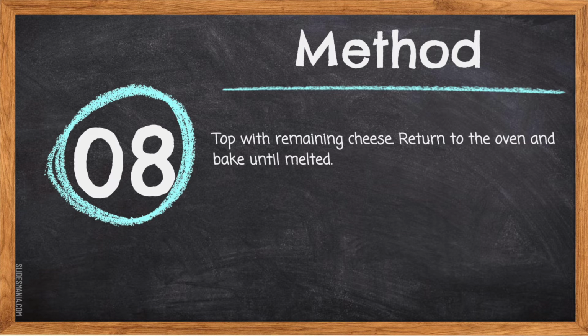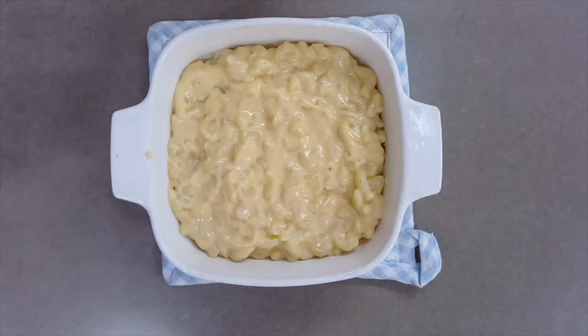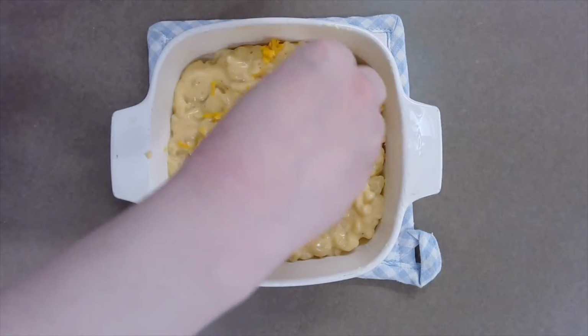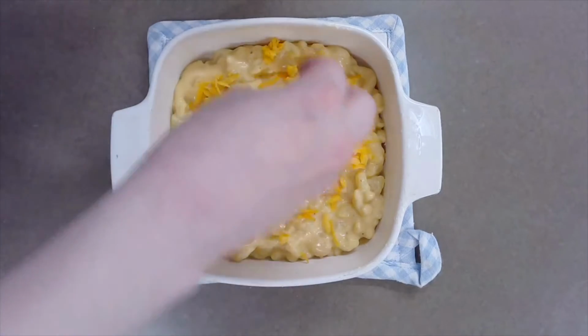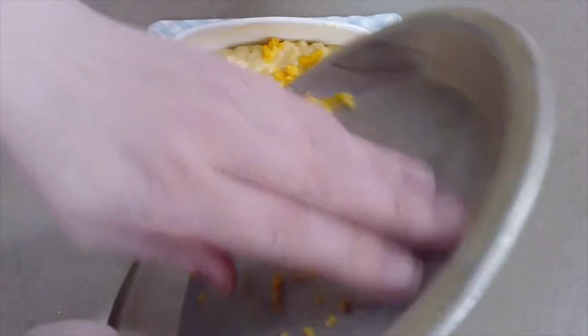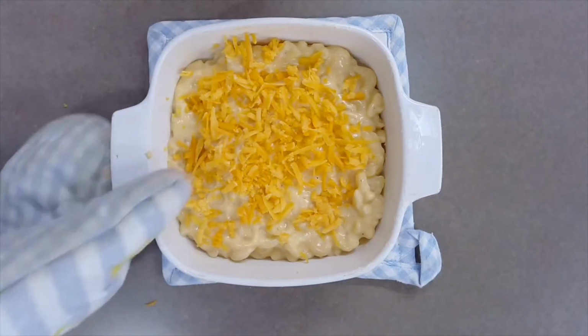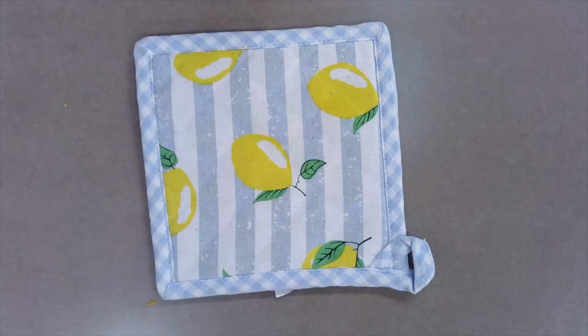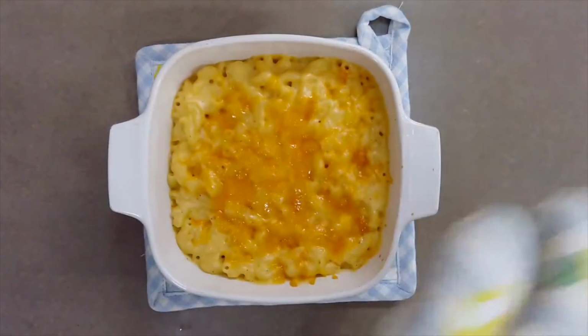Step 8. Top with the remaining cheese. Return to the oven and bake until melted. Now my dish is pretty much done. What I'm going to do is put a hot mat down to protect my countertop because remember, hot glass looks like cool glass. And then I'm going to add the remaining cheese that I saved at the beginning. It should be about 1/4 of the cheese you grated. Make sure it goes all over the top. And when you're ready, use your oven mitts and pop it back into the oven. When it's all melted, it should look like this.